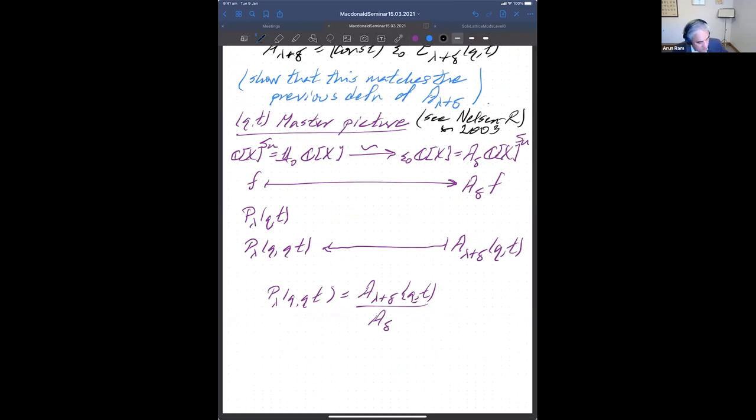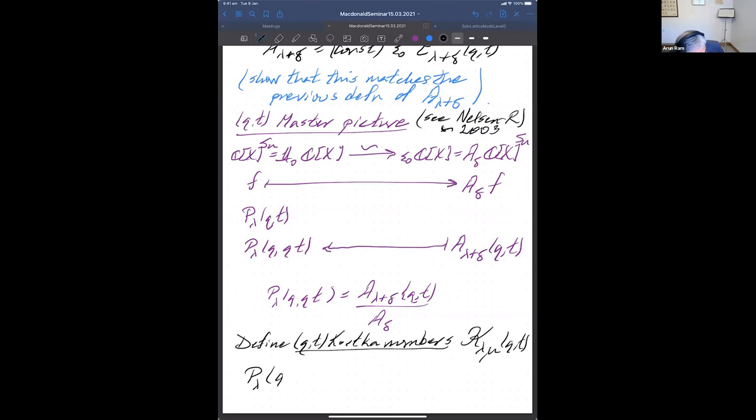And so if you remember before, in the master picture, we had the monomial symmetric function here and the Schur function here. So these two functions have changed. The monomial has turned into P lambda QT, and the Schur function has turned into P lambda QQT. And so I can define some QT constants, numbers. So I'm going to call them curly K lambda mu QT by comparing the new basis to the old basis.